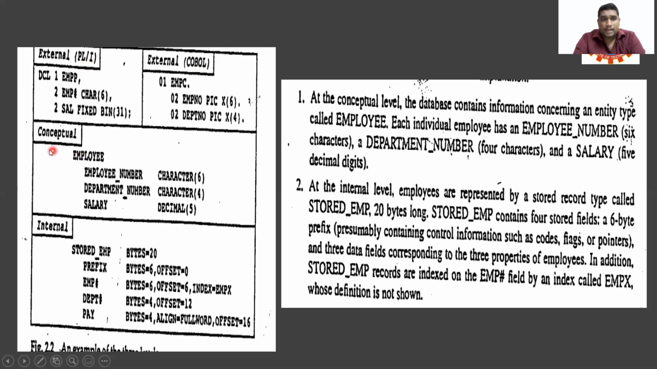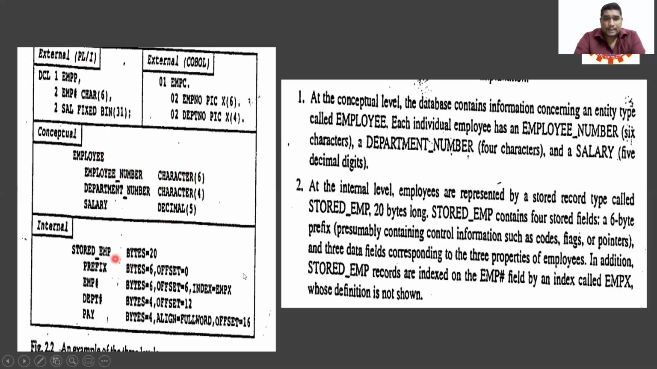But at the conceptual level, data is stored in the form of a table. That is nothing but the table name employee, followed by employee number of 6 characters, department number followed by 4, salary followed by 5. So the memory locations are 6, 4, 5, total 15. This is the conceptual schema.